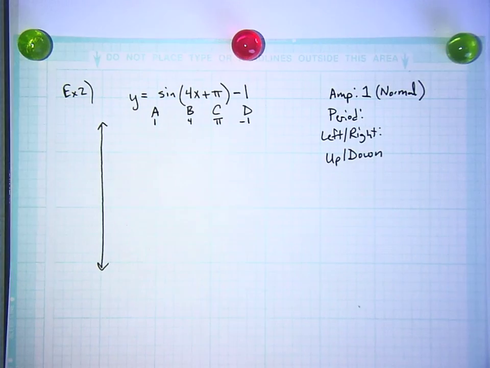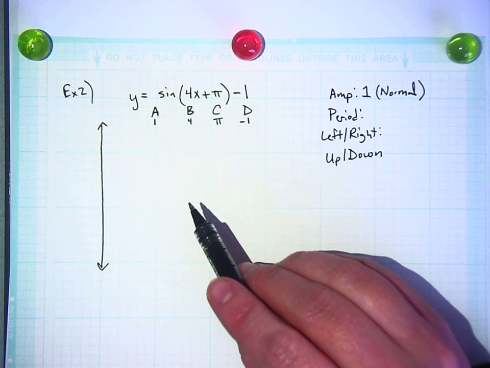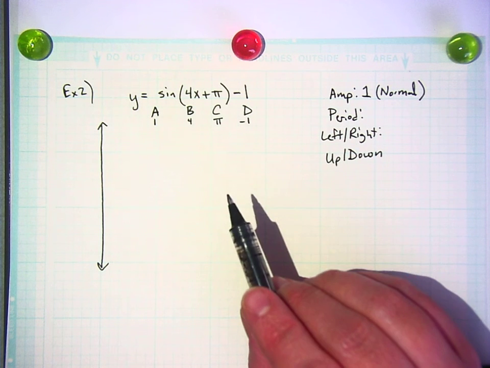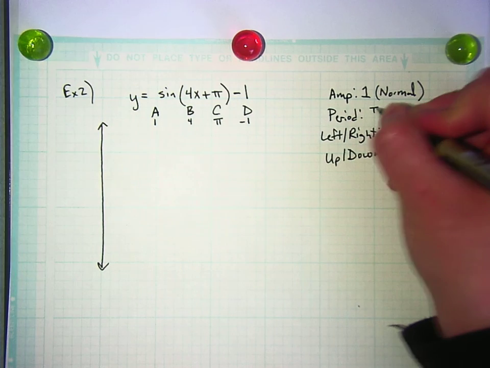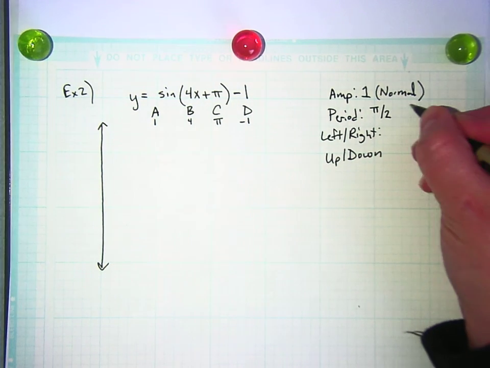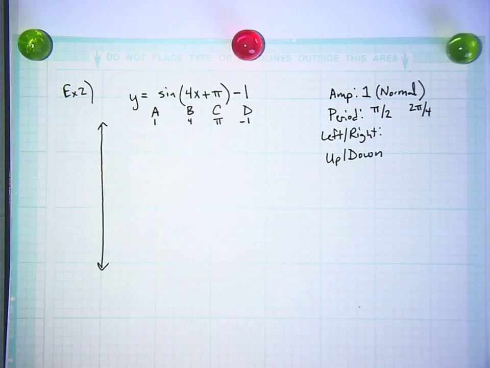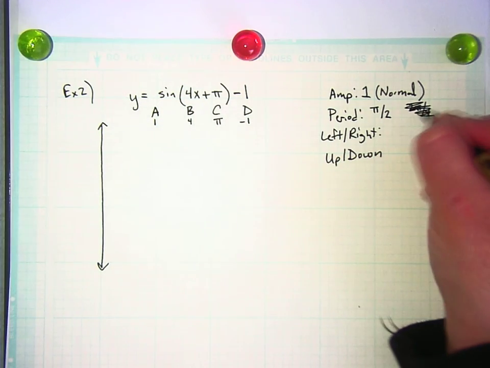How about the period? How do I figure out that one? 2 pi divided by 4. So 2 pi divided by 4, what can that be reduced to? Can you do it in your head? Pi over 2. If you needed to write it down, 2 pi over 4 reduces, 2/4 reduces to just 1/2. Isn't it funny how this is just what's killing you right now is fractions?